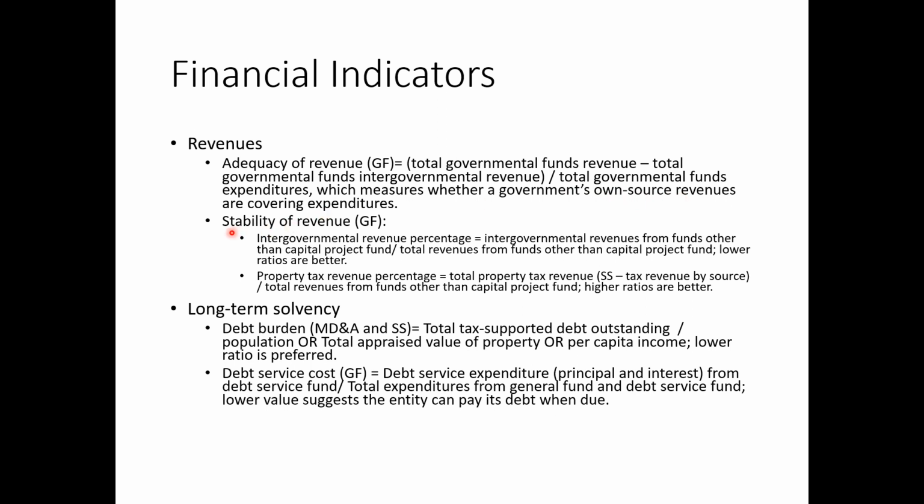The next revenue indicator is stability of revenue. Some revenues are stable, and some are not. The revenue that is not stable is intergovernmental revenue. For example, federal grants are not stable at all. They can reduce grants or cancel grants easily. So this is calculated as intergovernmental revenues from funds other than the capital project fund, divided by total revenues from funds other than the capital project fund. A low ratio is better.